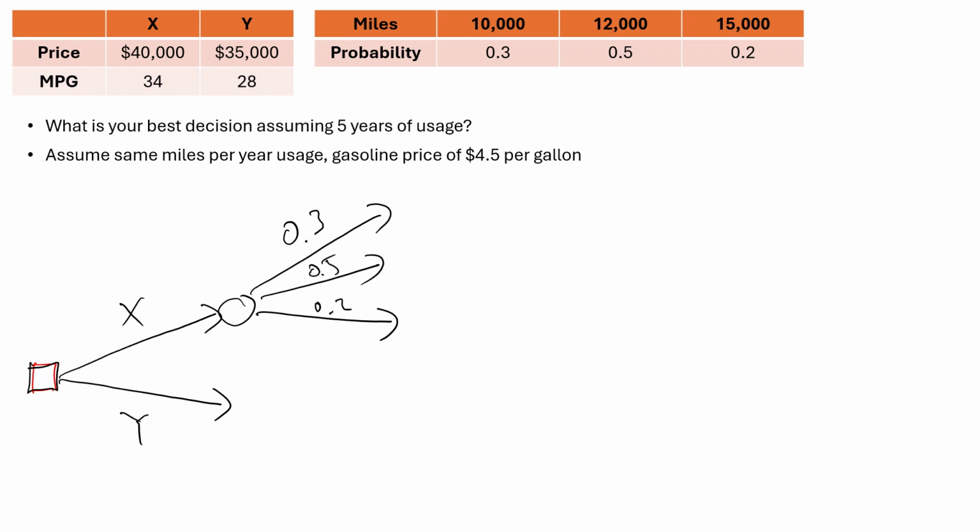And again, you should be labeling these probabilities on the branches. For every chance node, unless there's just one branch, you should be labeling them with the probability. If there's only one branch, it's probably one, right? Let's look at the bottom branch. If you were to decide to purchase vehicle Y, again, it's the same thing. It's the same chance node, with the probabilities 0.3, 0.5, and 0.2.